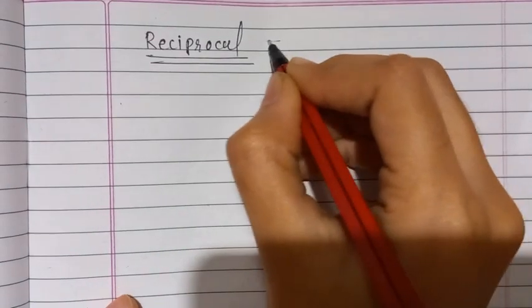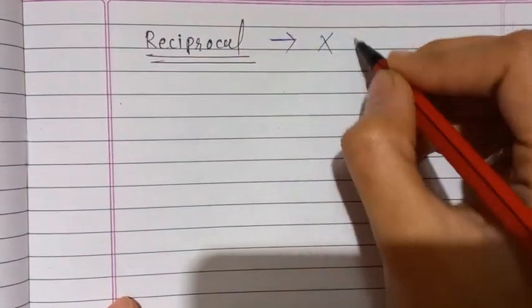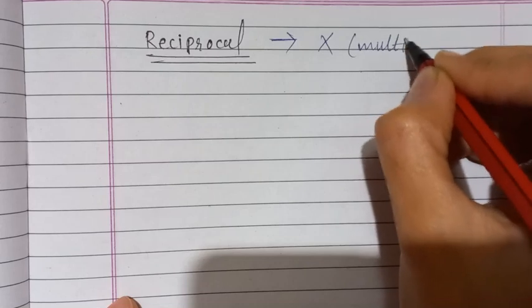So we add them, and this addition is giving 0 as the answer. So we can call them negative of each other. So it was related to addition. Now this reciprocal is related to multiplication.